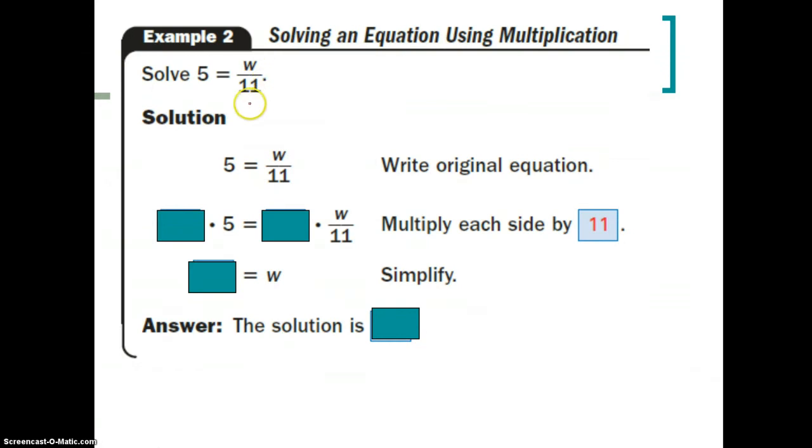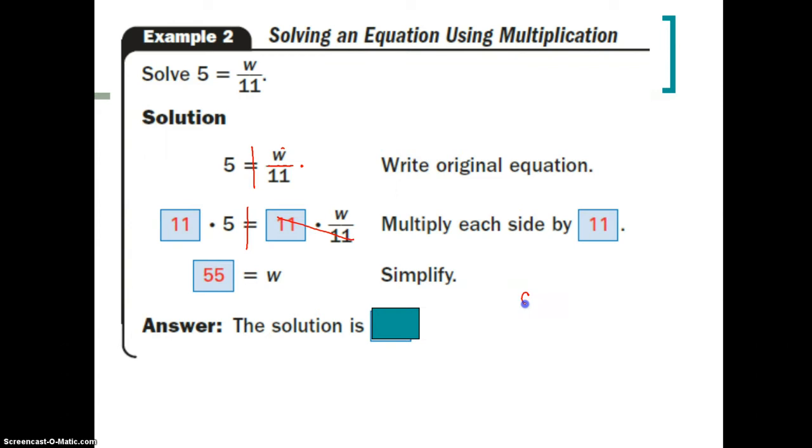Example 2. Actually, let me go down to the solution. Here's the variable. So we're dividing by 11. The inverse of dividing by 11 is multiplying by 11. So I'm going to multiply by 11 on each side of the equation. What happens is these 11s cancel out. And 11 times 5 is 55.